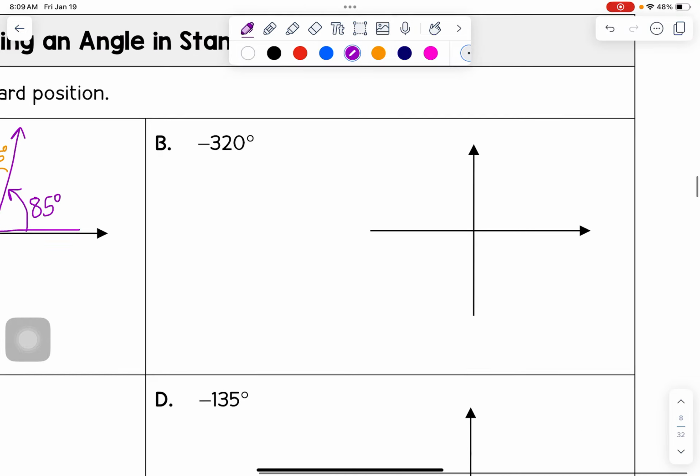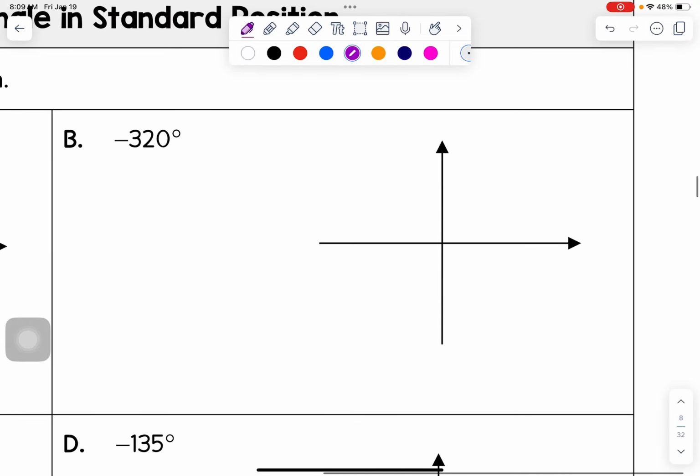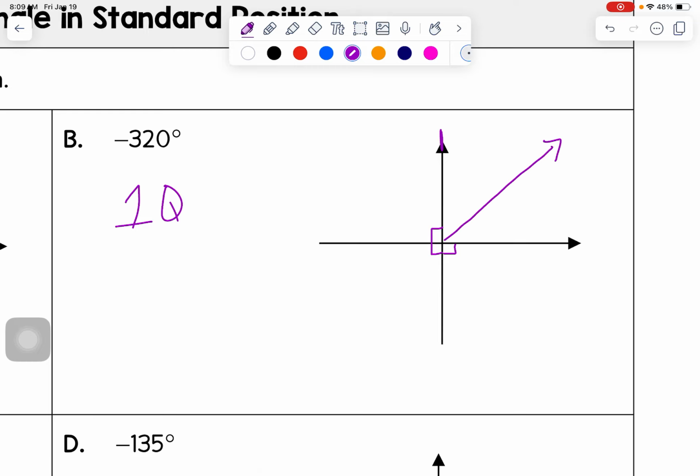All right. Negative 320 degrees. This is challenging, right? Because we're going clockwise now, so the negative direction. How far are we really going to go with that? Well, there's 90, there's 180, there's 270. So 320 is actually going to be, again, a first quadrant angle. We're just rotating the opposite direction. How far into the first quadrant? Well, if we know that this is 270 right here, it looks like it's going to be 50 more, so it's over halfway into the first quadrant.